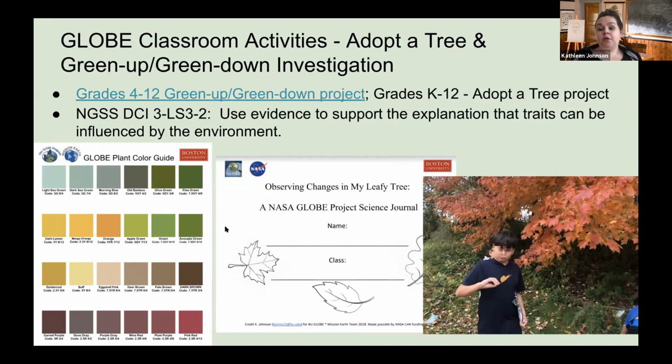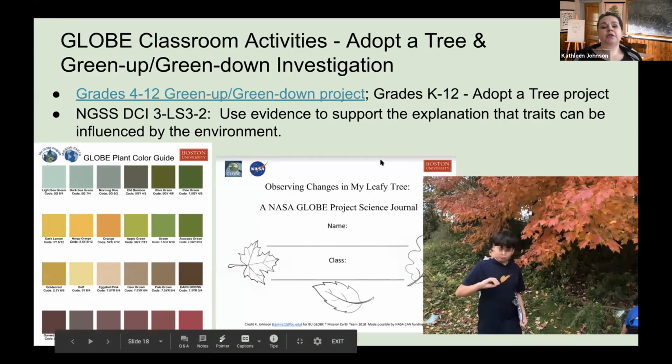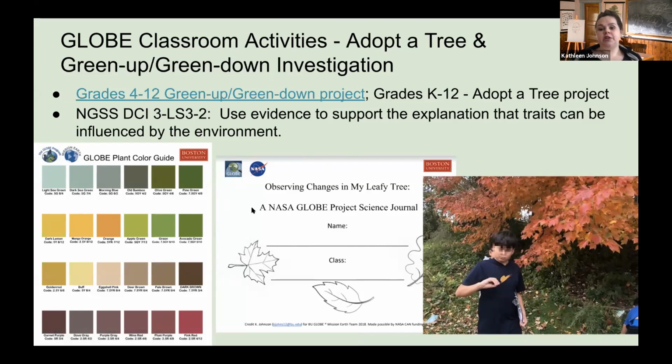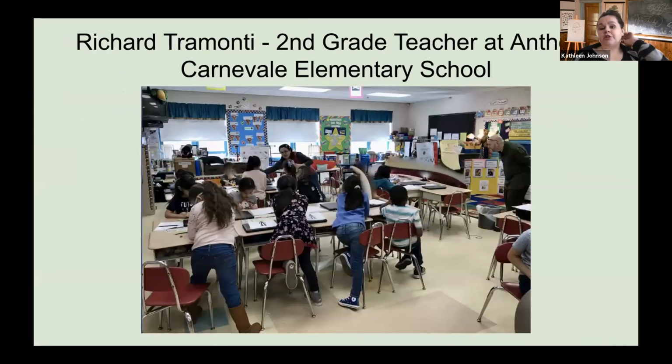There are pages for green up. There are pages for doing leaf rubbings to keep track of what their leaves actually look like. So this is a full year-long project activity that can be pulled apart into individual activities and used. I want to pass it over to one of our teachers, Richard Tremonti, who has been doing this with his second grade classroom. He's been doing Adopt a Tree for a few years now.